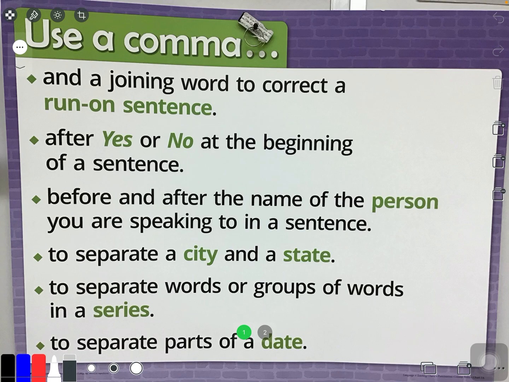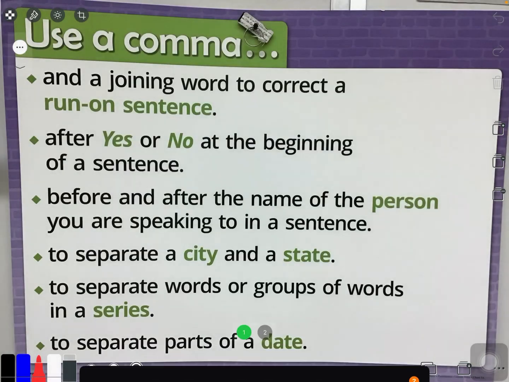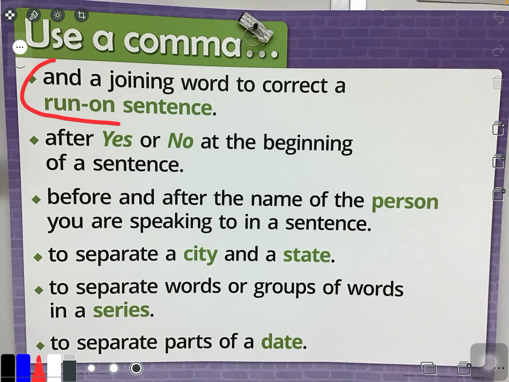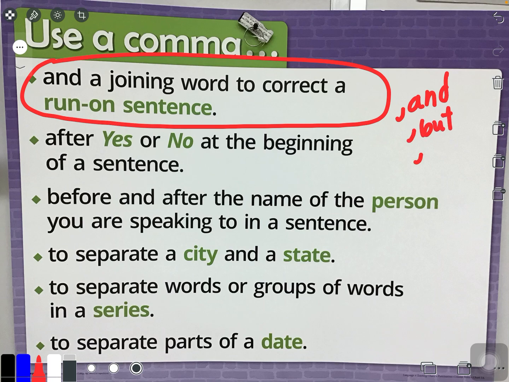I want to go over the rules for commas because we're going to learn about one more rule. But before we do, I want to go over the rules we know already. So use a comma. Number one, use a comma with a joining word to correct a run-on sentence, like comma and, comma but, comma or. Okay, that's when we use commas.